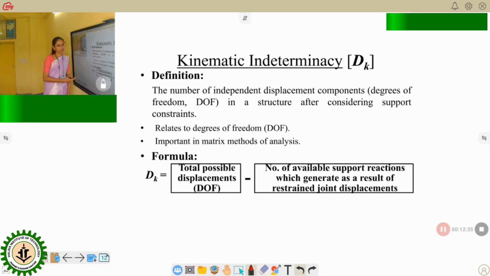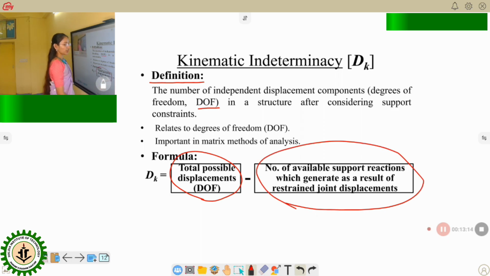Continuing from the last lecture on static indeterminacy to kinematic indeterminacy. First, we will learn what kinematic indeterminacy is. It is nothing but the number of independent displacement components. We saw that static indeterminacy depends on the unknown forces, whereas kinematic indeterminacy is directly related to the number of unknown displacements, that is, the degrees of freedom. So the number of independent displacement components, that is, the degrees of freedom in a structure after considering support constraints. Here also, similarly, the number of unknown displacements minus the number of available support reactions which are generated as a result of restrained joint displacement.